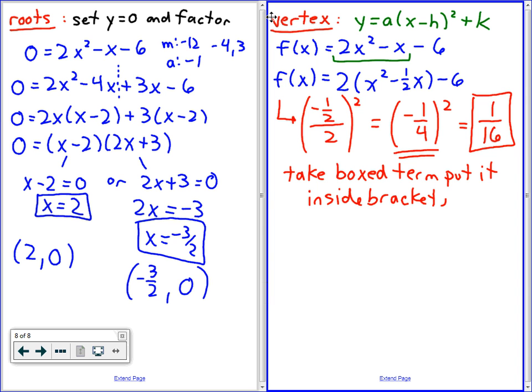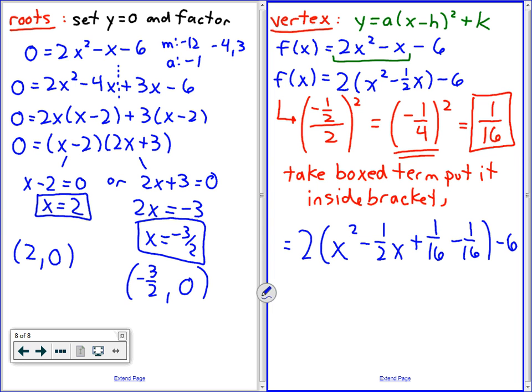So you're going to get y equals 2 bracket x squared minus 1/2 x plus 1 over 16 minus 1 over 16 minus 6. I only need this number right here. Why did I have to include the negative 1/16 in there? Well, I can't just add 1/16, right? You can't just add a number to an equation and make it equal. So I had to add it and then subtract it. These are the 3 numbers that I need. This is going to be my trinomial right there that's going to make this something squared.